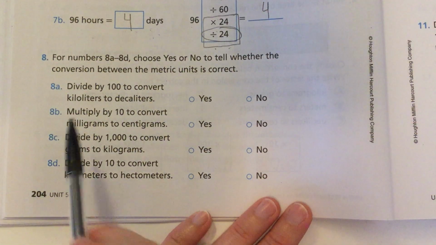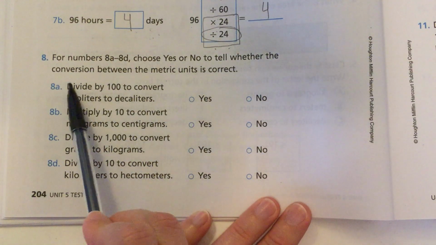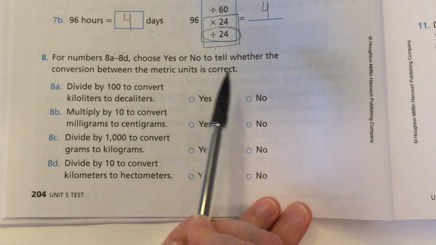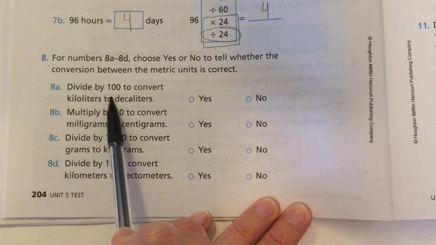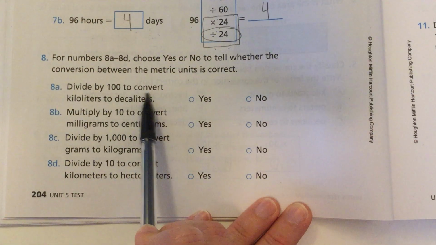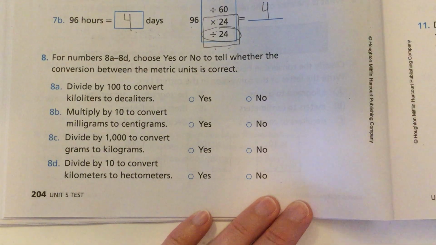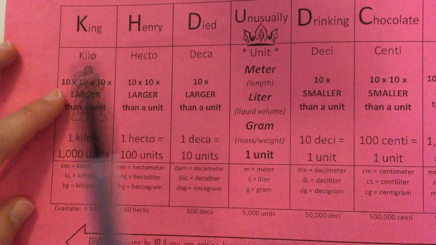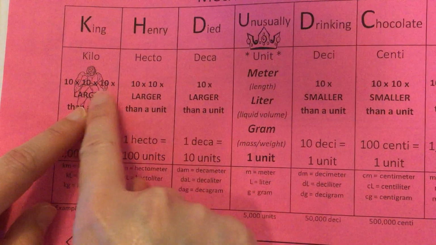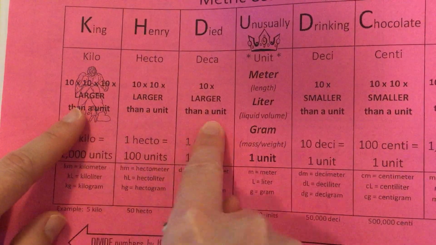Okay, down here we have to tell whether the conversion between the metric units is correct. Okay, let's check this out. Divide by 100 to convert kiloliters to deca. All right, you guys, let's check it out. Kilo to deca. Well, it is 2 hops, so it would be 100 something, right?